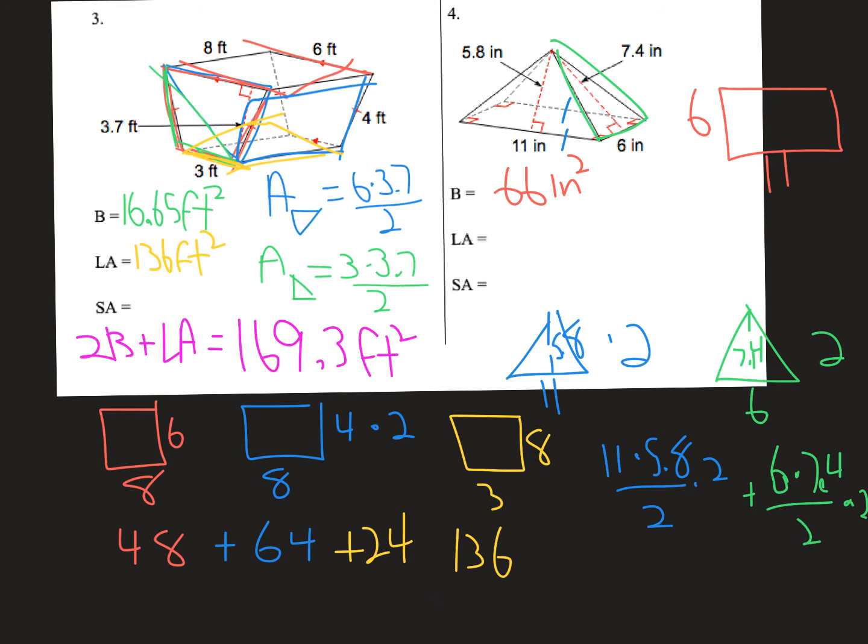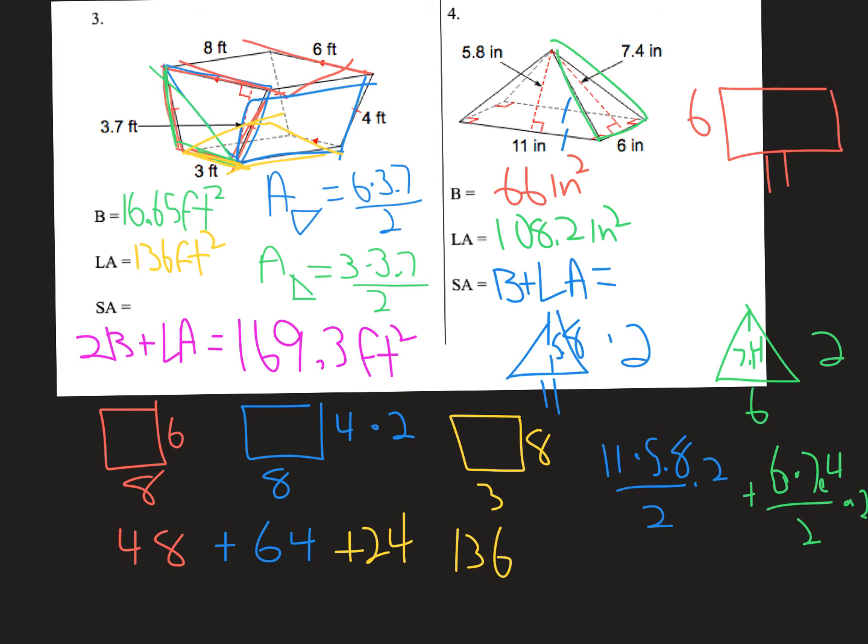So I've got to do 11 times 5.8. You could do divided by 2 and then times 2, but those cancel each other out, so I'm not going to bother doing either. And I get 108.2 inches squared.